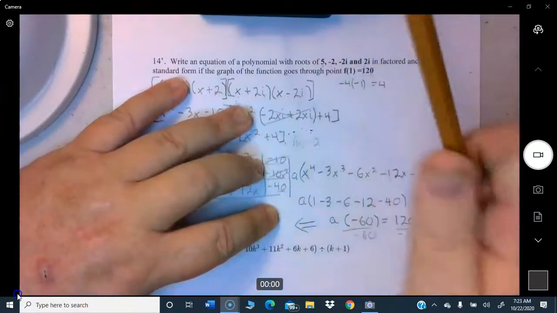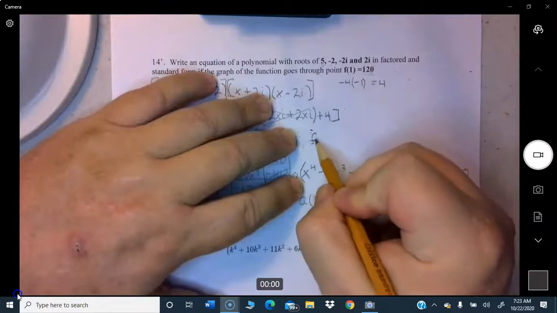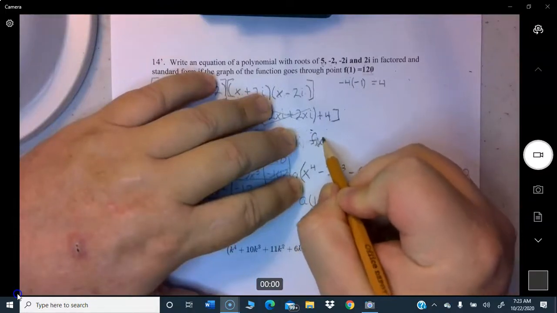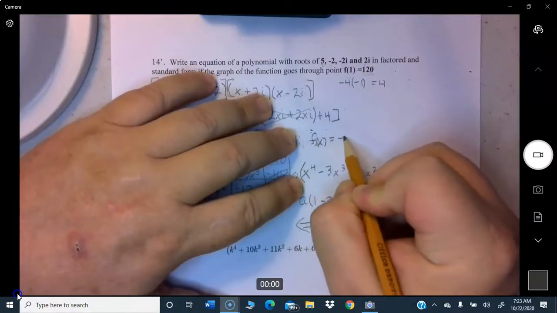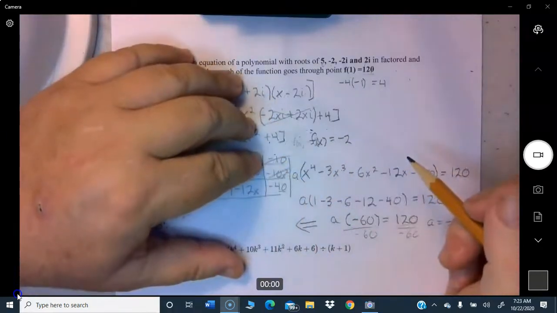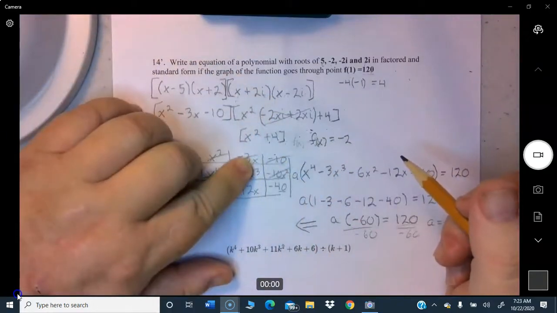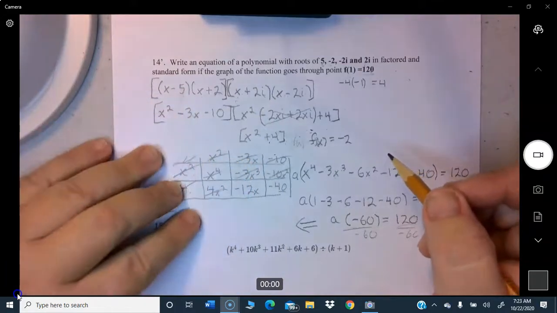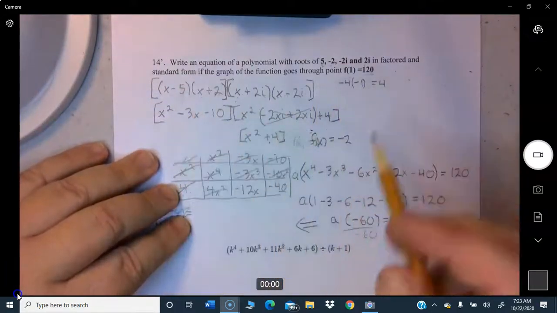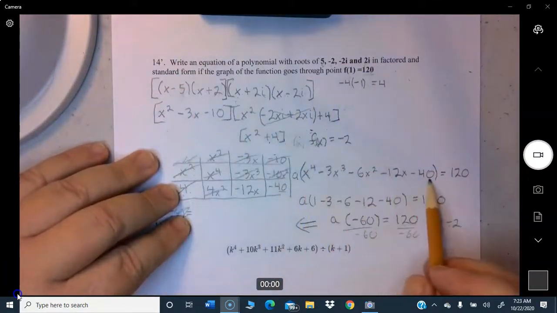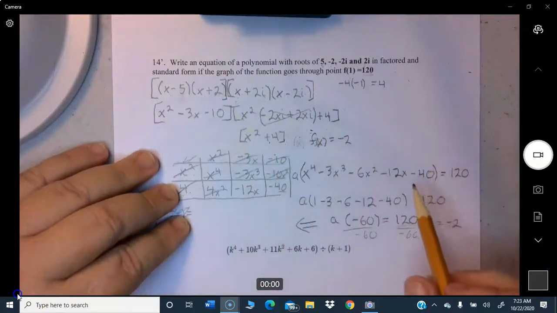Start that again. Okay, f of x. You always have to write a function either y equals or f of x equals -2, okay, times, and you can write all of this or this. This is the standard form, and this is the factored form.